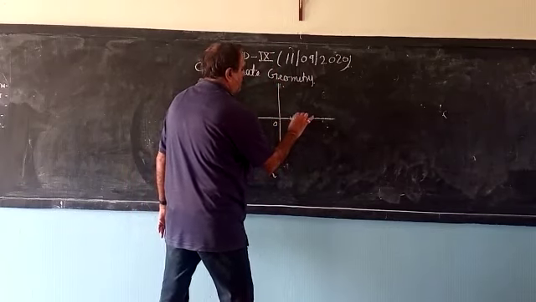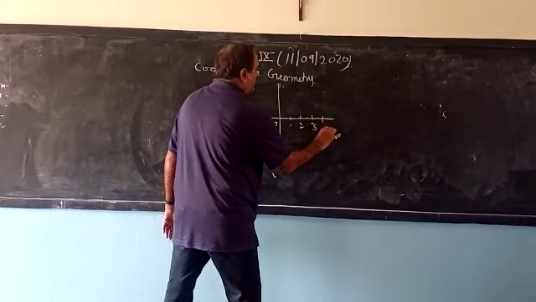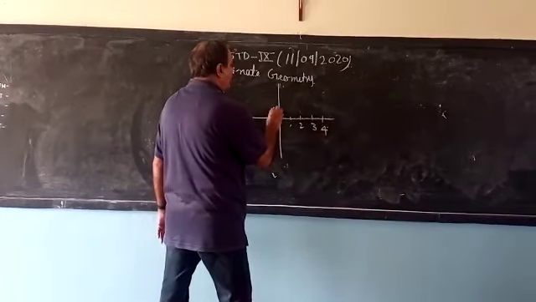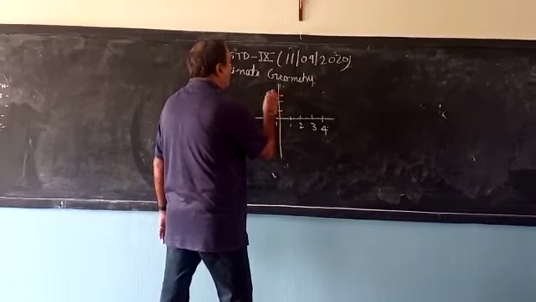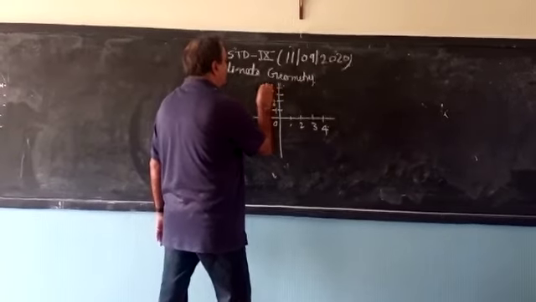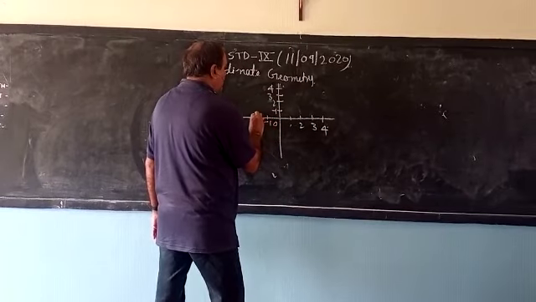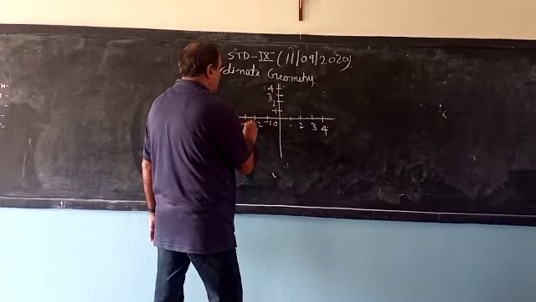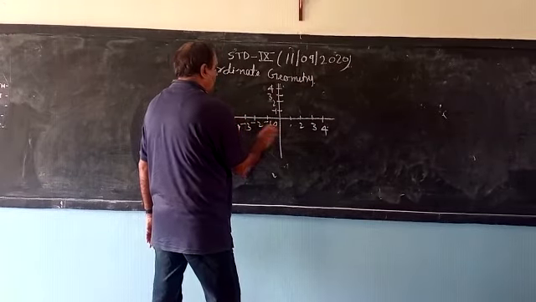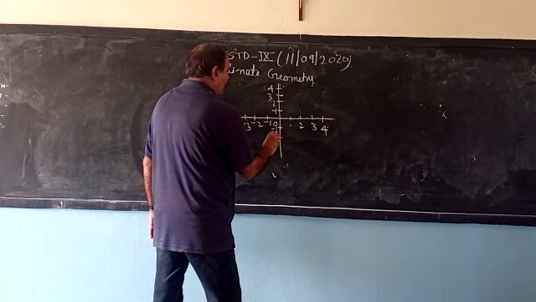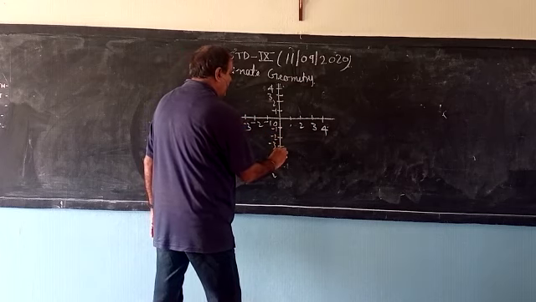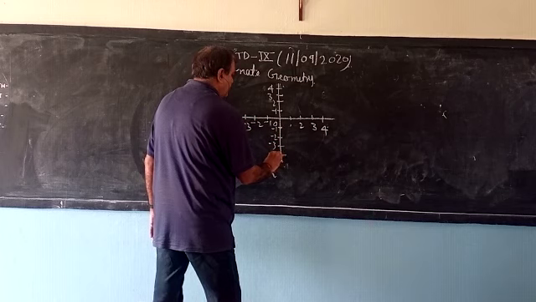Next, 1, 2, 3, 4, minus 1, minus 2, minus 3, minus 4, sorry, plus 4, minus 1, minus 2, minus 3, minus 4, minus 1, minus 2, minus 3, minus 4.